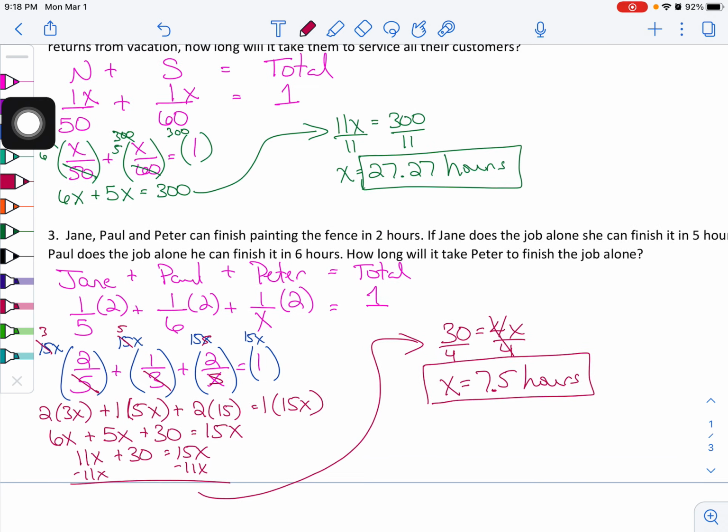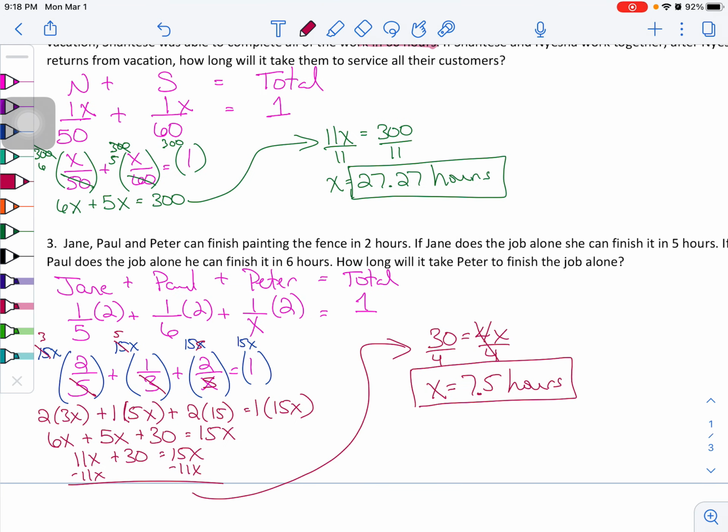So in this case, we knew their working time together was 2 hours. So I gave every single person 2 hours to complete one fence. And then I filled in the rates for each one of them working individually.